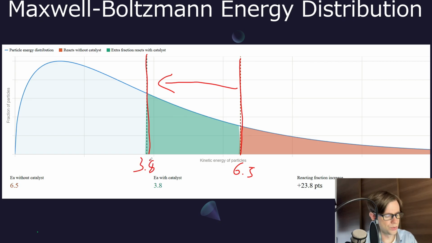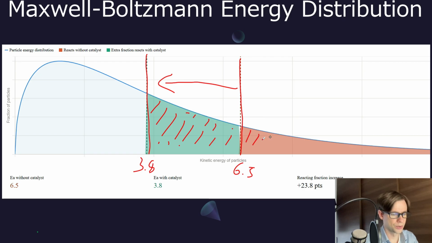Now our new reacting particles are in this kind of blue-green section. This new area is now available for reaction. And then the total is that new area plus the old one. So all of that shaded area can react. Those particles will have enough kinetic energy on collision to have a reaction with the right orientation.